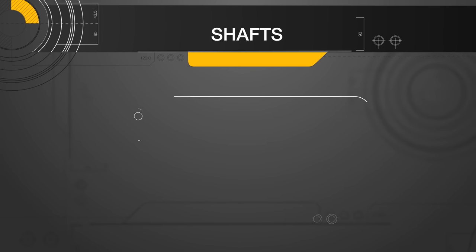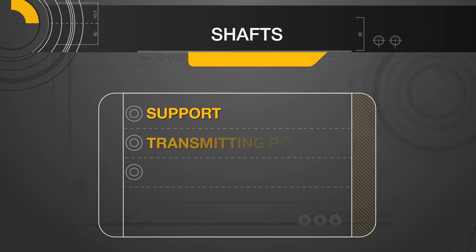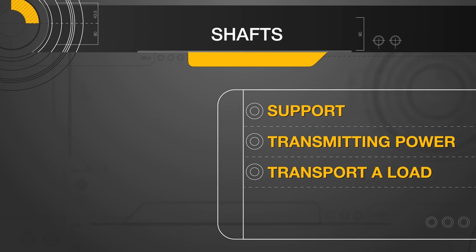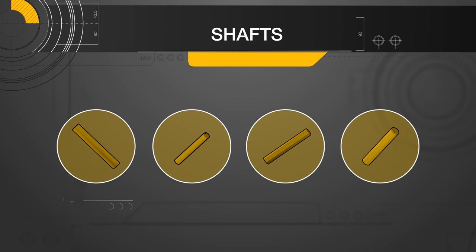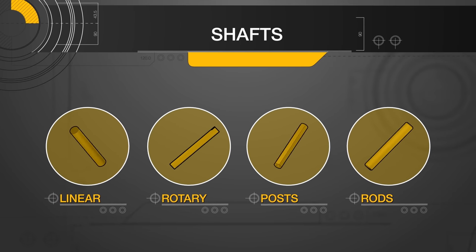On the latest series of Mech Minutes, we will review the features that must be considered when selecting a shaft in your application. Shafts are typically used for three main reasons: support, transmitting power, or to transport a load. Misumi offers countless styles of shafting. Let's start by deciphering the four main groups: linear, rotary, posts, and rods.